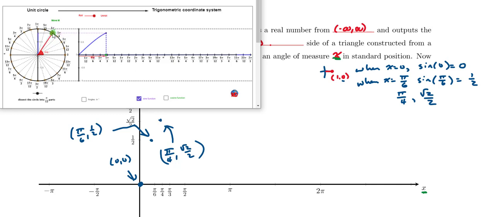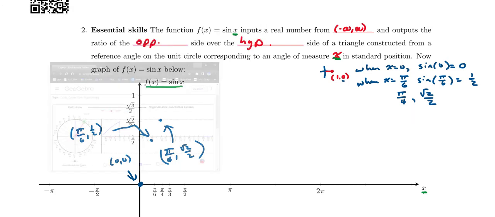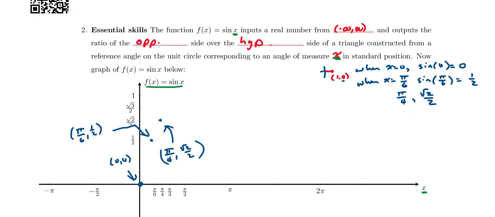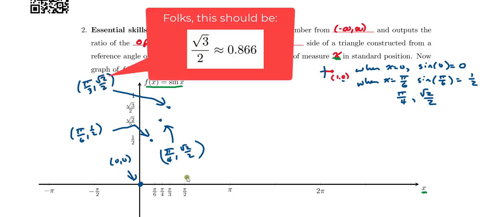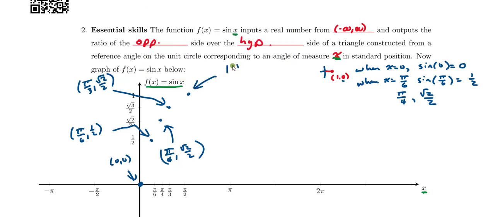And we continue on, and we're going to keep plotting these points. So when x is pi over 3, we know that the sine of pi over 3 is the square root of 3 over 2. So there's the ordered pair pi over 3, comma, square root of 3 over 2. And then when x is pi over 2, our output value is 1. And so there's the ordered pair, pi over 2, comma, 1. There's that ordered pair. Okay.